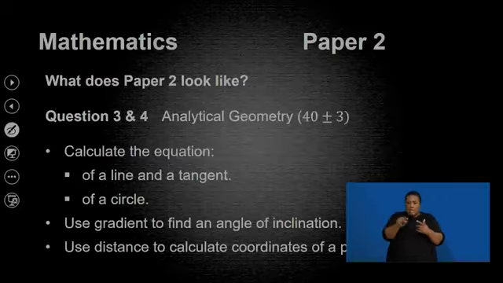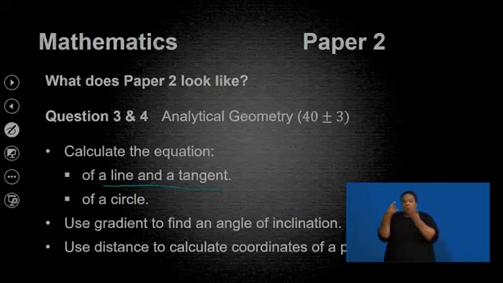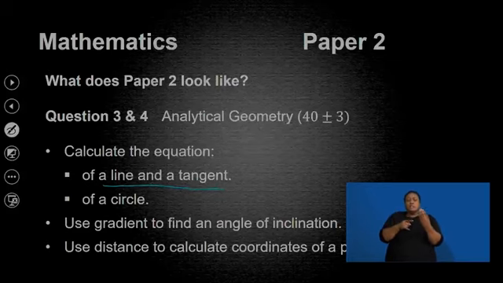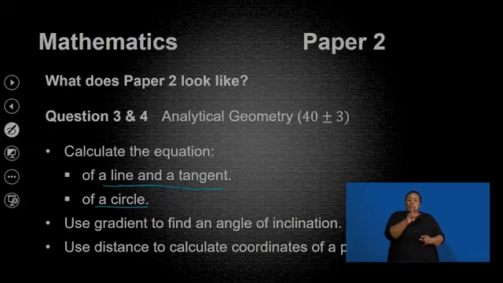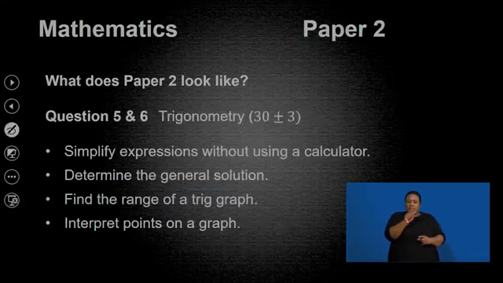And they range between 40 plus or minus 3 marks. Now, as I said, you will need to know how to calculate the equation of a line and a tangent, and also that of a circle, and then use the gradient to find the angle of inclination. Lastly, use the distance to find coordinates of a point.